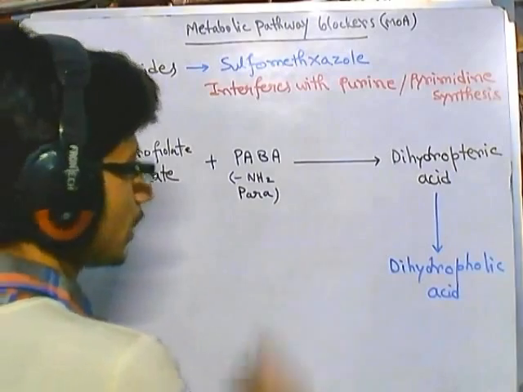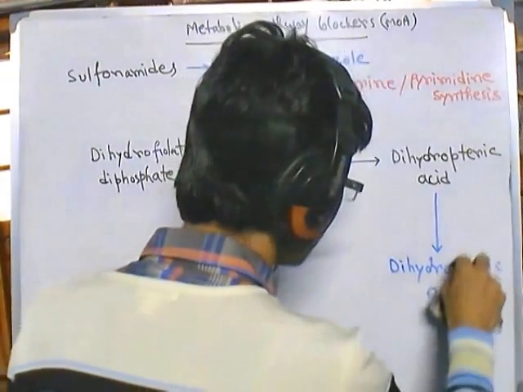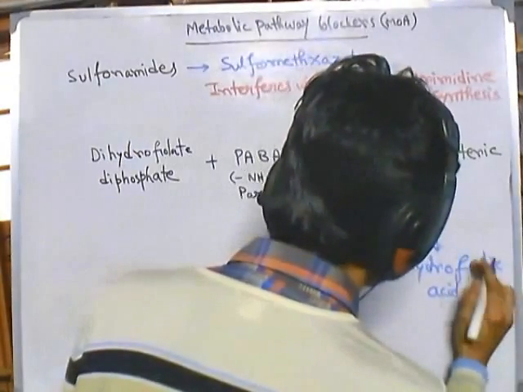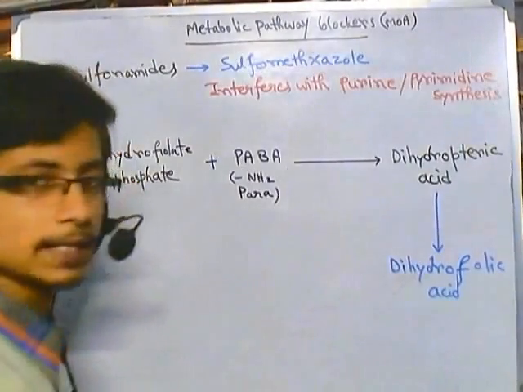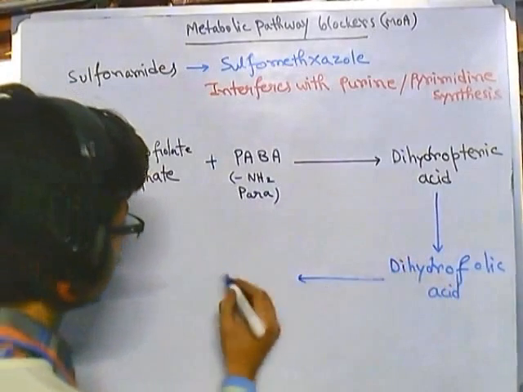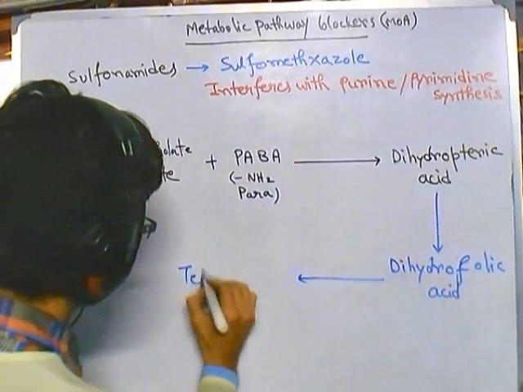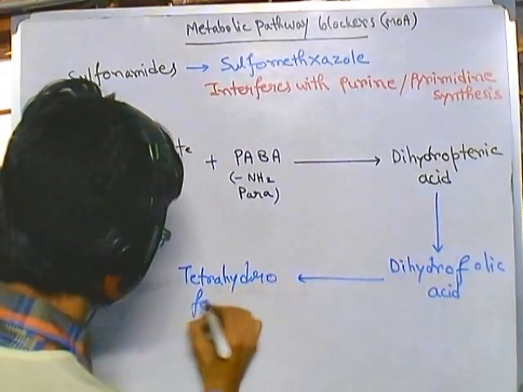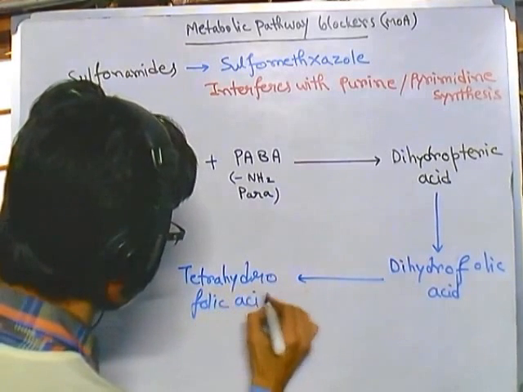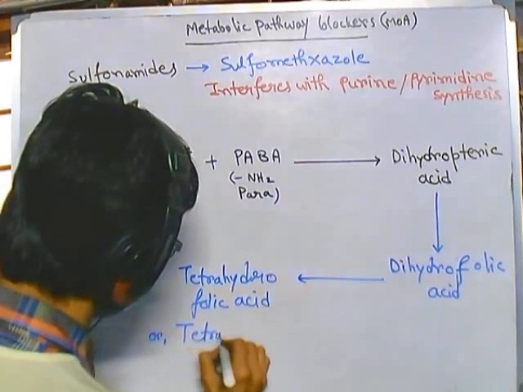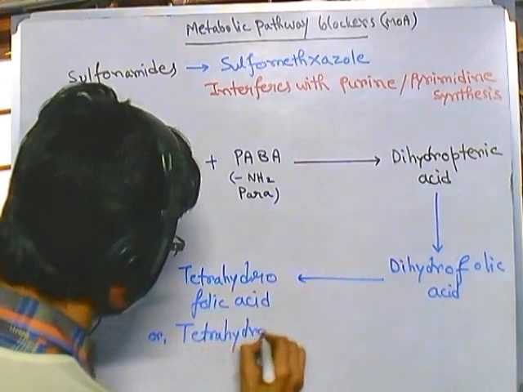Dihydrofolic acid. Now from dihydrofolic acid or dihydrofolate, it's the same thing, it can be further converted into tetrahydrofolic acid, or tetrahydrofolate.